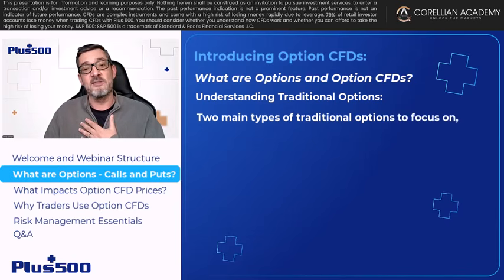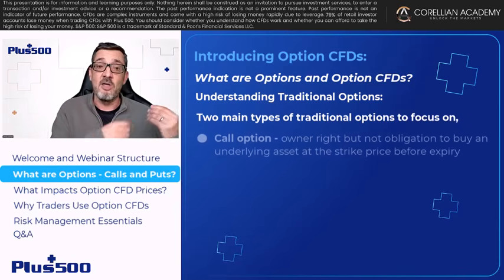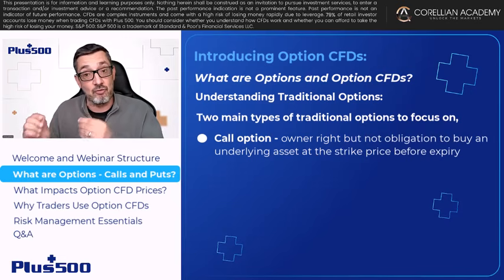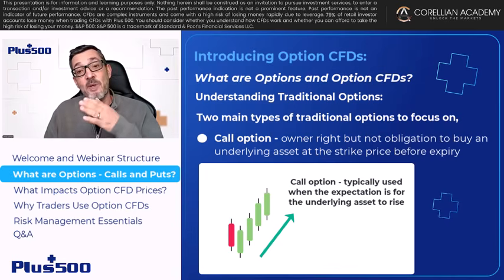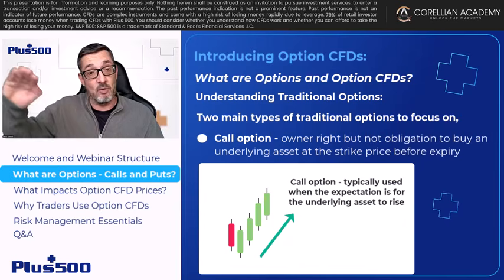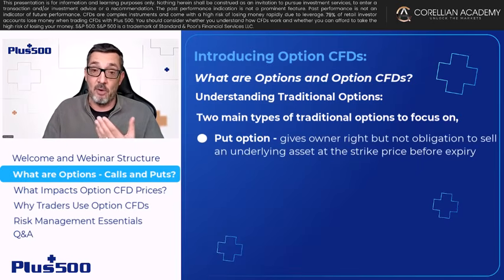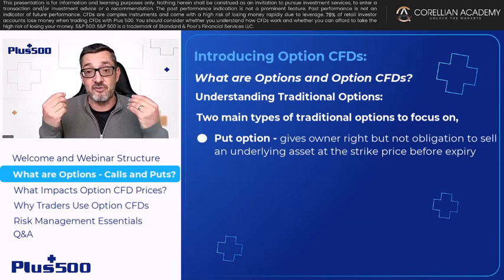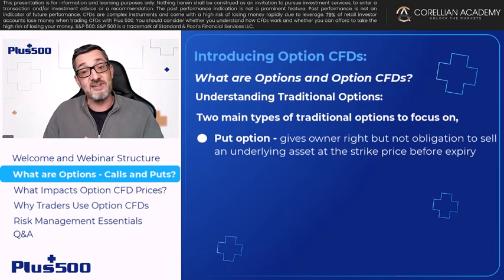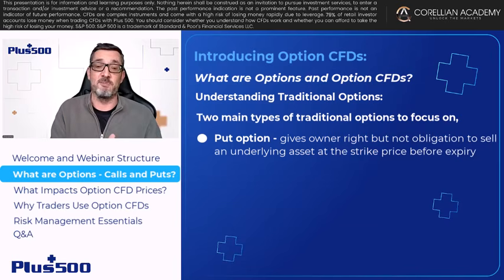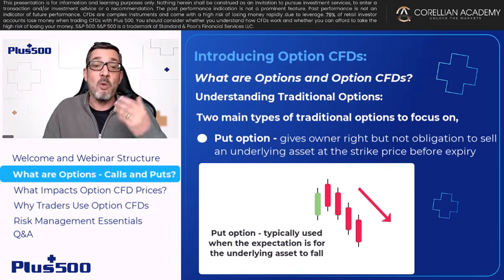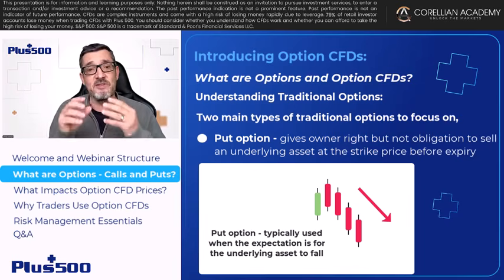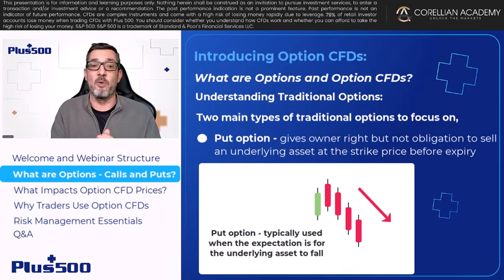Now, there are only two main types of options that we need to focus on. These are the call option, which is a contract giving a trader the right, but not the obligation, to buy an asset at a fixed price or strike price before the option expires. And these are typically used when there is an expectation that the underlying asset will rise. And the next one is a put option. And this is a contract that gives the trader the right, but not the obligation, to sell an asset at a fixed price before the option expires. These are typically used when there is an expectation that the underlying asset will fall. Once you understand calls and puts, everything else in the options world builds from these two simple building blocks.